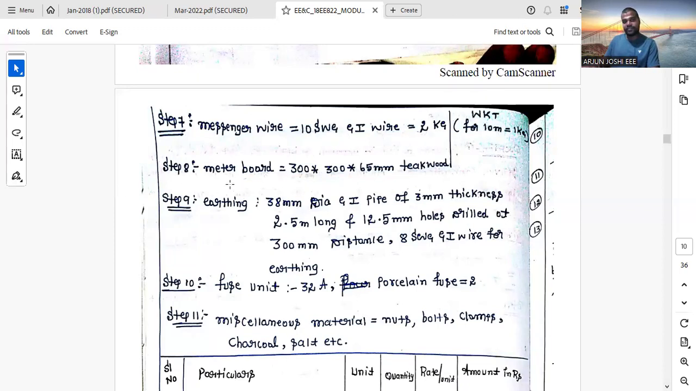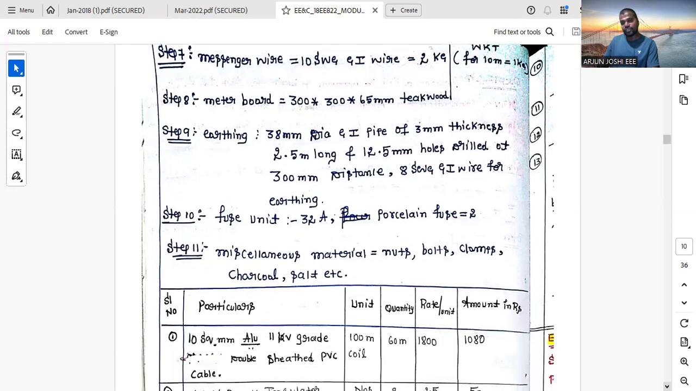Step 8, meter board, length into breadth into thickness: 300 into 300 into 65 mm teak wood. Step 9, earthing: 38 mm dia GI pipe, 3 mm thickness, 2.5 meter long, with 12.5 mm holes drilled at 300 mm distance. 8 SWG GI wire for earthing. Step 10, fuse unit: 32 ampere porcelain fuse, 2 numbers. Two fuses are required, one for phase and one for neutral.